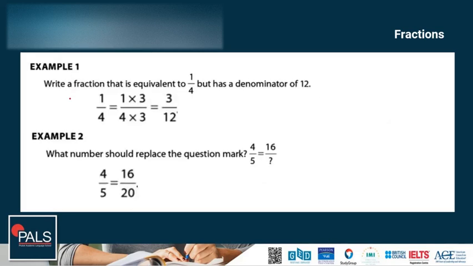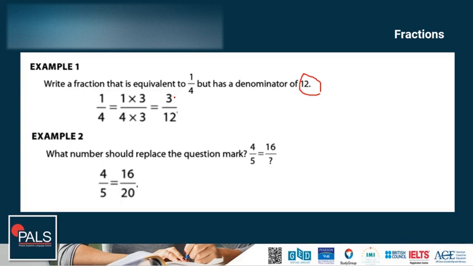Example 1, write a fraction that is equivalent to 1/4 but has a denominator of 12. The denominator of 1/4 is 4. Multiplying 4 by 3 will give a denominator of 12. But to produce an equivalent fraction, the numerator must be multiplied by the same number. So therefore, 1 times 3 is equal to 3. 4 times 3 is 12. So 1/4 is equivalent to 3 over 12.